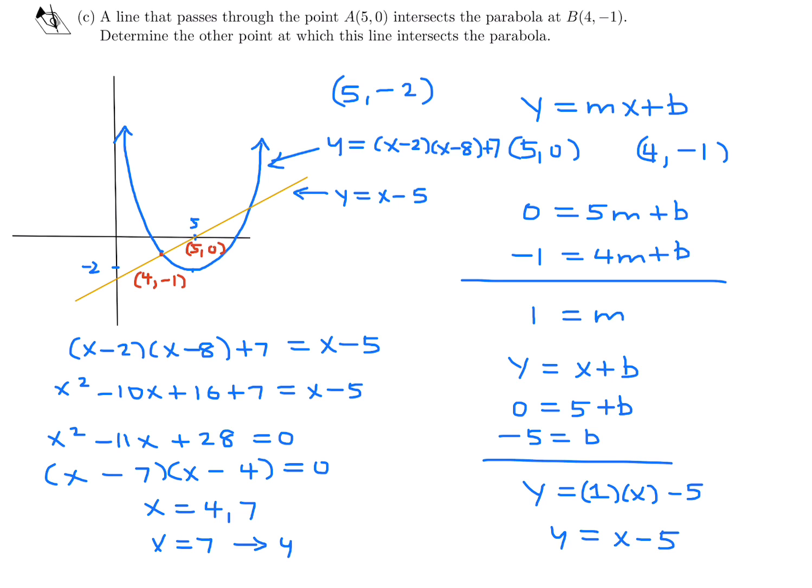Y we can get just by substituting into either of these equations, either this one or this one. I'll just use this one since it's easier. Y is x minus 5, so it'll be 7 minus 5, which is 2. So therefore, this point right here is 7 and 2.